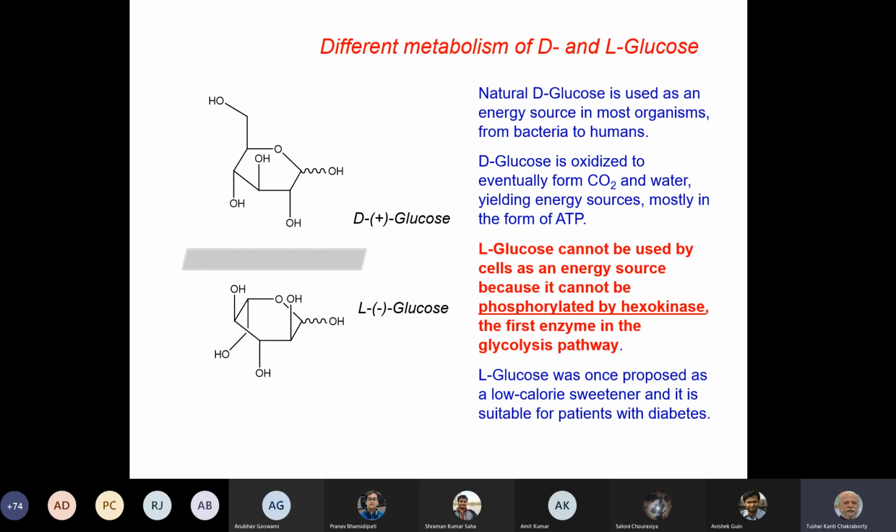I have also shown a different metabolism, like D and L glucose. I said we are composed of right-handed sugars, and for example I have shown the structure of D plus glucose, and its mirror image, with all the stereocenters different, will be L minus glucose. When we take sucrose or glucose, it gets metabolized, and it is the source of our body's energy. It is stored in the form of ATP.